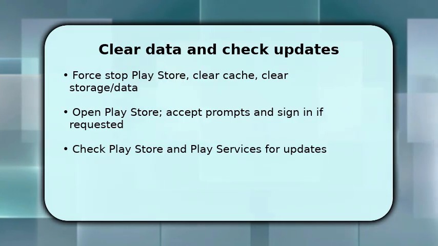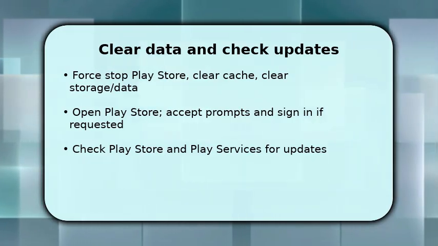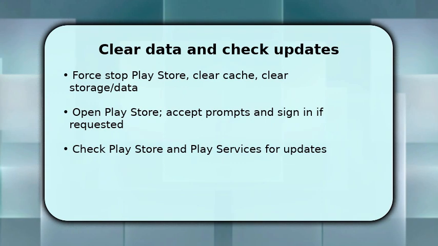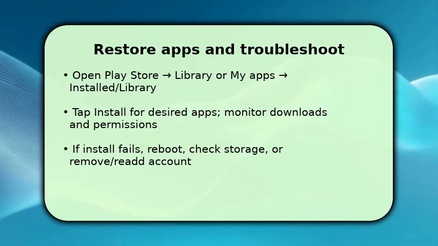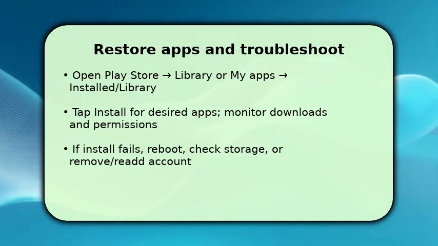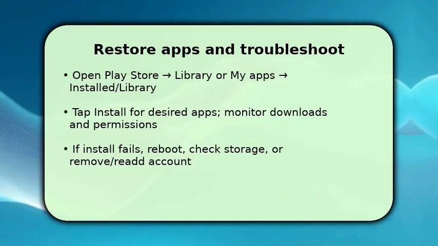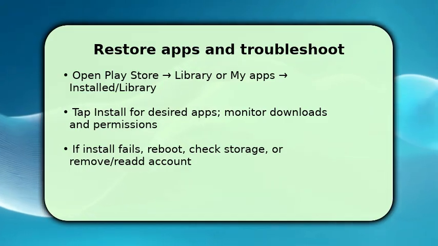If updates appear, install. You now open Play Store, go to Library or My Apps and select the apps to reinstall. Tapping Install pulls apps back from your account, and granting permissions lets them run properly. Once install's complete, open each app to confirm data restored. Some apps sync cloud data automatically while others require in-app restore.